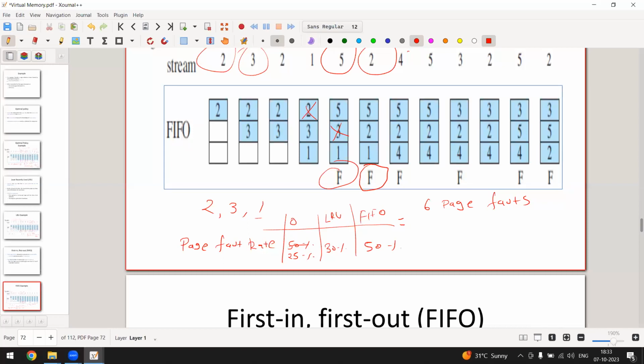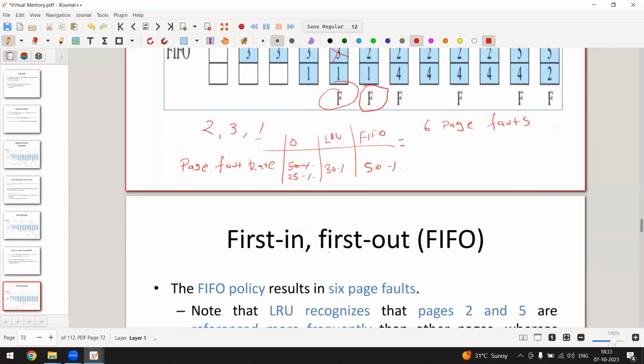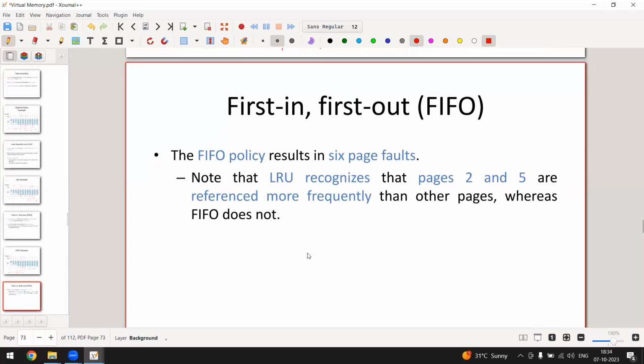It's also obvious because FIFO has no logic. It's not looking logically. It only looks at the time at which a particular page came, whether it came first or late, like this. So this is the discussion about FIFO, LRU, and optimal policy. FIFO has the highest page fault rate, whereas the optimal has the lowest page faults.